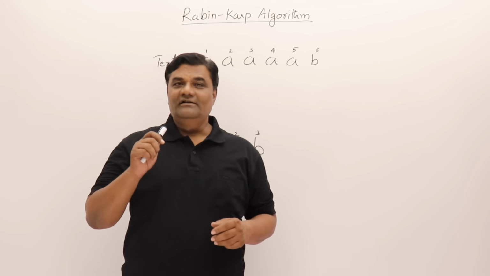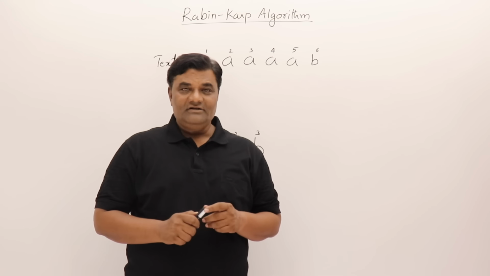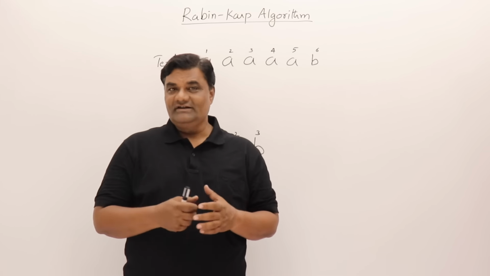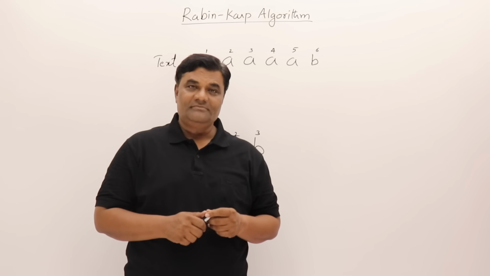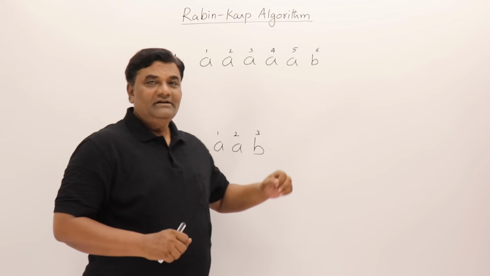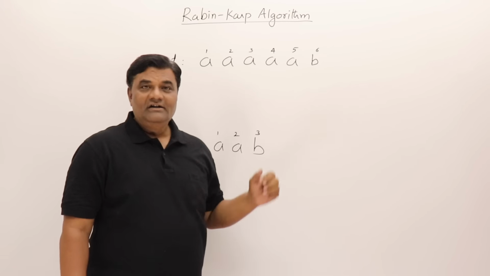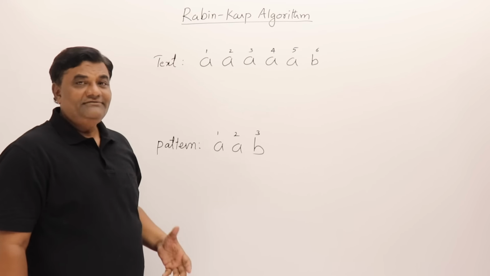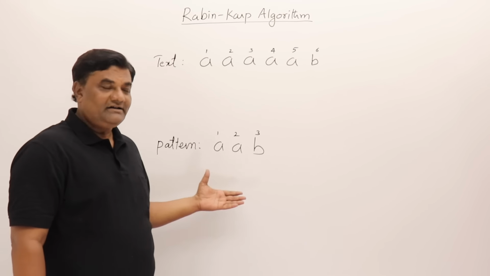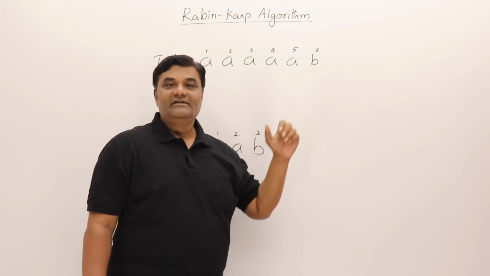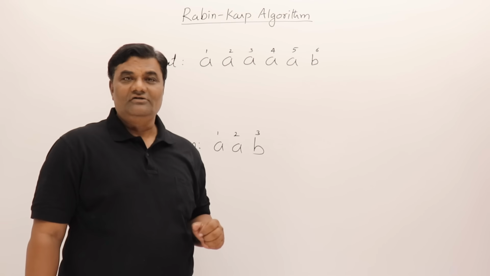The topic is Rabin-Karp algorithm. It's a pattern matching algorithm or string matching algorithm. The problem is, if a text is given and a pattern is given, then we have to find out whether this pattern is present in this string or text or not.